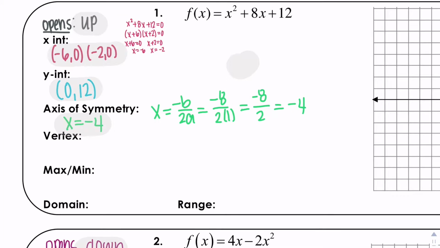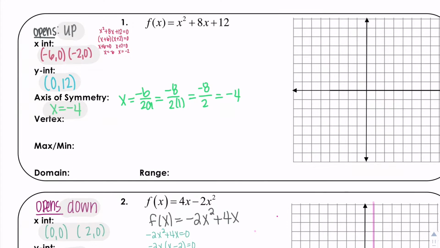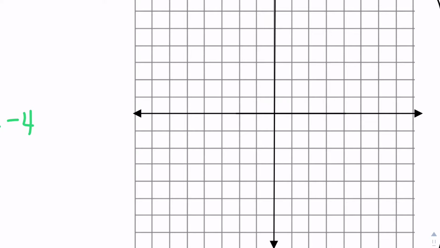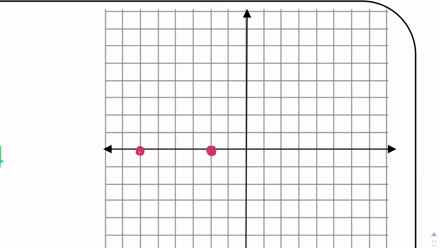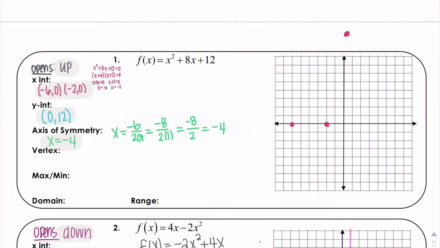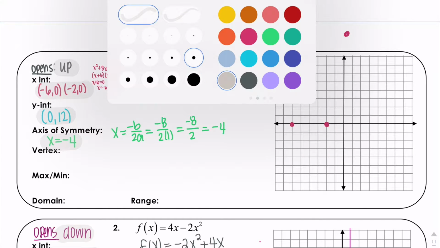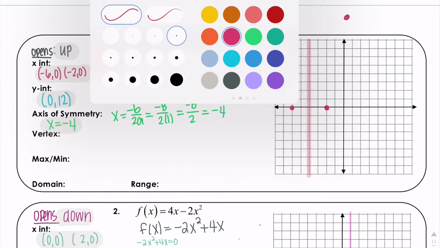I should be graphing these as we go through, so I'll do that now. I'll graph what we have so far. (-6, 0), (-2, 0). And our y-intercept is at (0, 12). So that goes off the page, and that's okay. We'll just make our best shot here. And our axis of symmetry, I'm just going to use the highlighter here, is at x equals -4. So it's a line that goes right down here. Okay, so far so good.